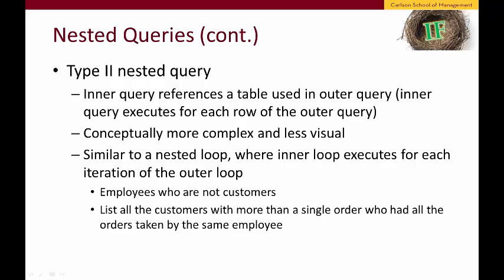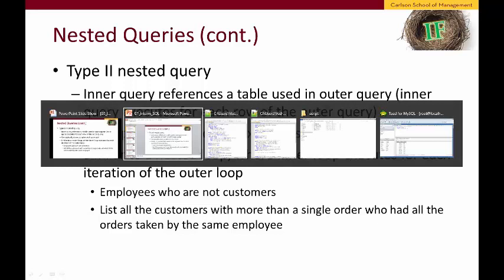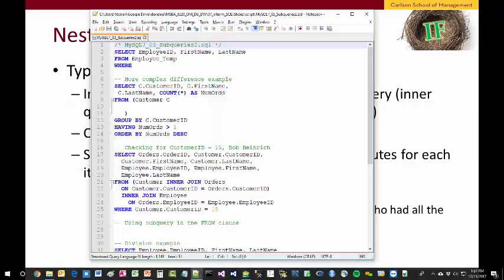Consider again employees who are not customers. Example at the top of MySQL 7_03_subqueries 2. Let's see if I can find that one right here. Okay, the inner query selects rows from customer table, but only if the customer ID matches with the employee ID from the employee temp table. Notice that there is no inner join between the two. Employee table will appear in the from clause of the outer query.